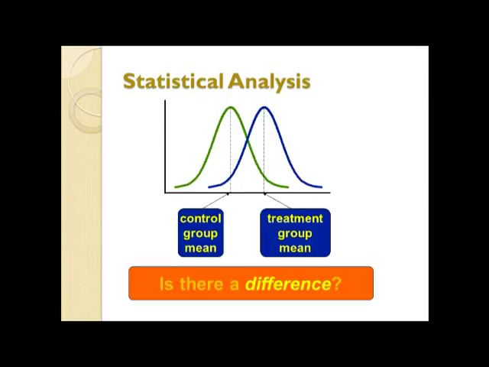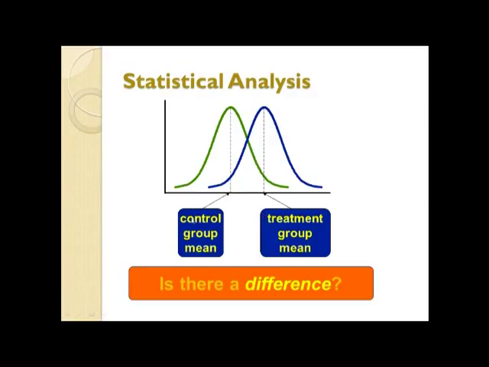Now we measure the blood pressure values of all the individuals in both the groups, and what we can calculate from this is a mean blood pressure value. So we will have one mean blood pressure value for the treatment group and one mean blood pressure value for the control group. Now we need to compare these group means.